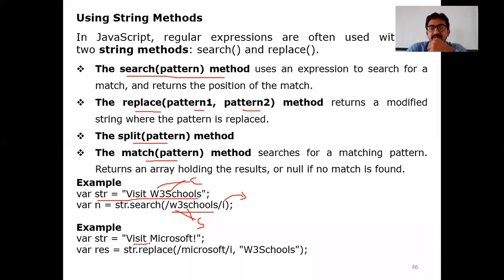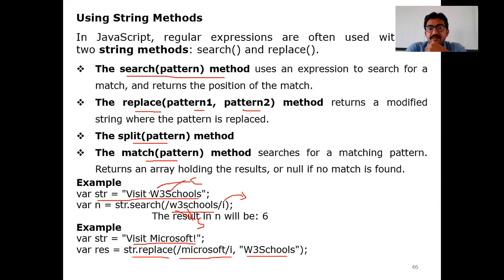Similarly, see another example: visit Microsoft, this is a string. In this one, we are using str.replace with the regular expression, and in place of Microsoft we are replacing with W3Schools. Now what is the output of the first example? The result in n will be 6, because 6 means the starting position of the pattern w3schools in this string.